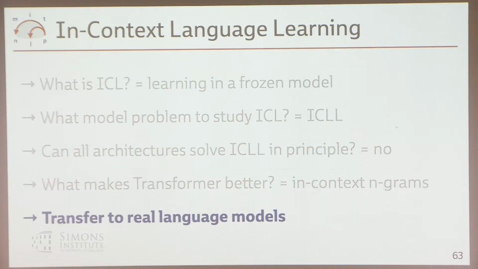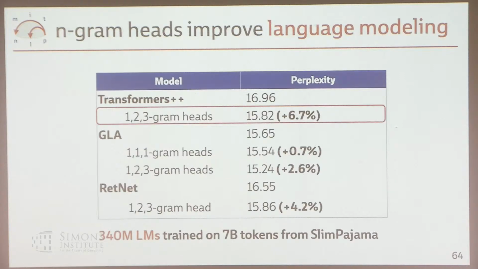Okay, we understand how these models learn these new languages in context. But is this something that we can use in real language or real language models? So we did an experiment with an actual language modeling task. We added these heads into different models and pre-trained them on an actual language modeling corpus. We take the SlimPajama corpus with 7 billion tokens, and we train 340 million parameter models, as this is the most we can do in an academic setup.